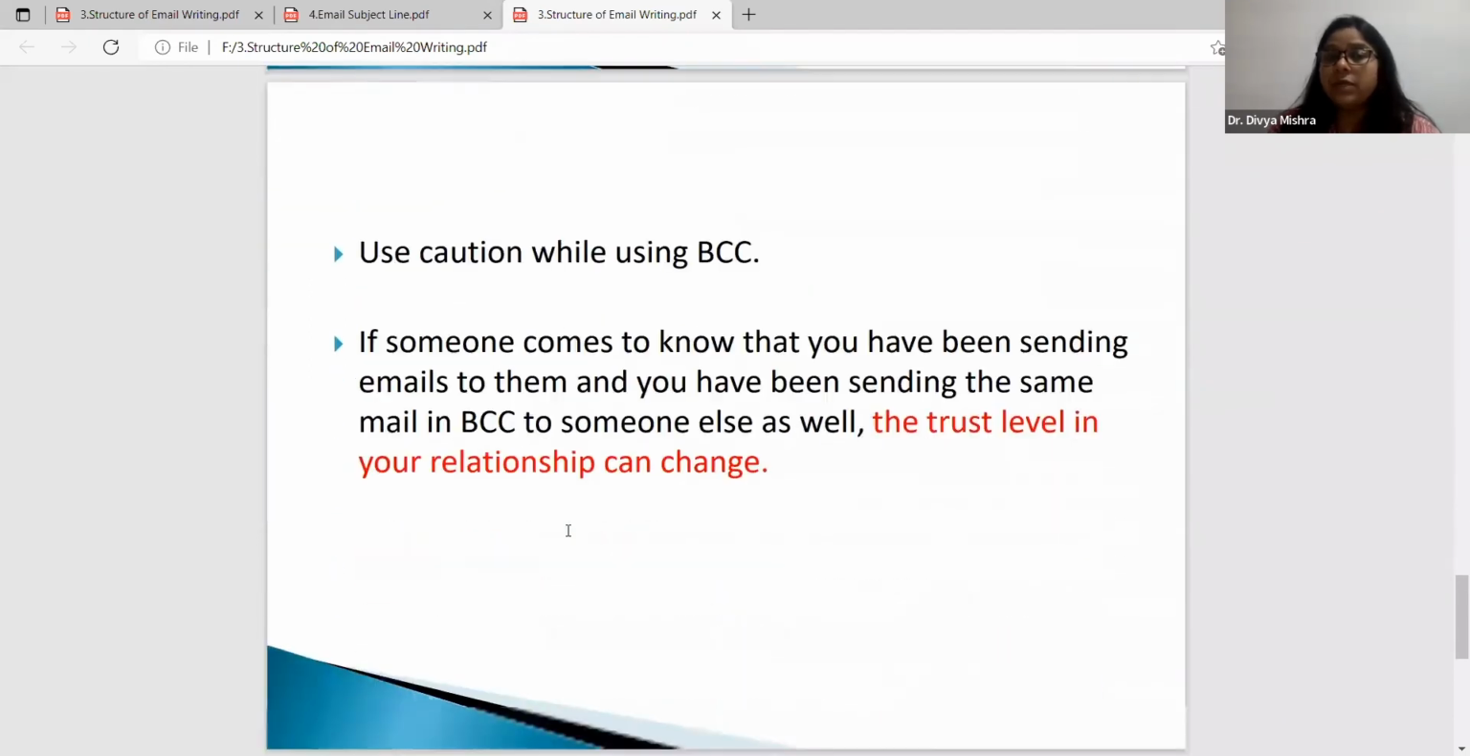Use caution while using BCC. This is very important. If someone comes to know that you have been sending mails in BCC to someone else as well, the trust level in your relationship can change. And if the trust level changes in your relationship, then definitely it will affect your business. It will affect your project. It will affect your professional relationship. So that's why you should be extra cautious while using the BCC field.